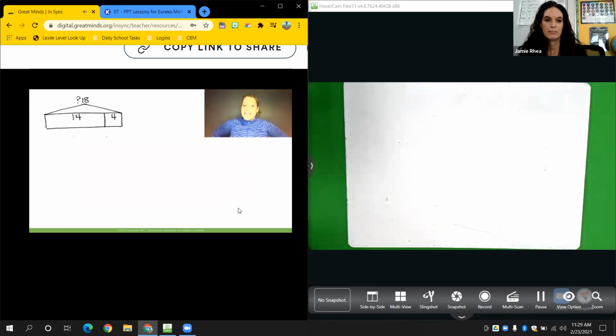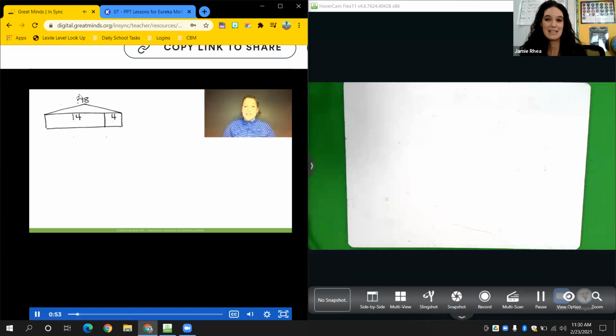Okay. Look at this tape diagram. Before I show you the word problems, think about the parts and the total. This is really helpful to think about before I show you the problems. So our total is 18, and we have two parts, 14 and 4. We're going to read two problems together and figure out which one matches our tape diagram.